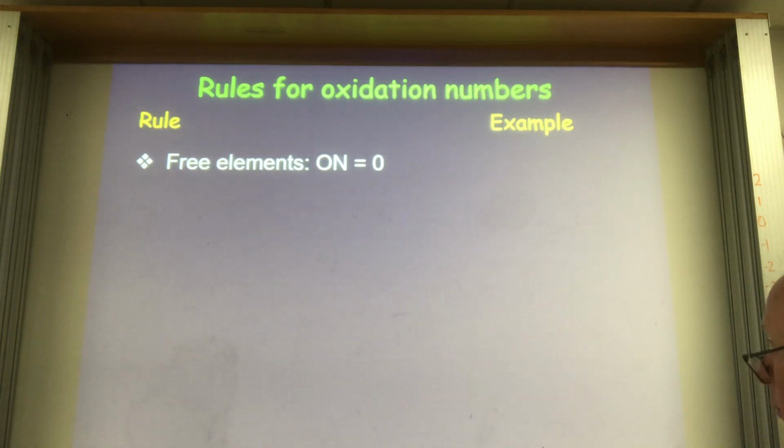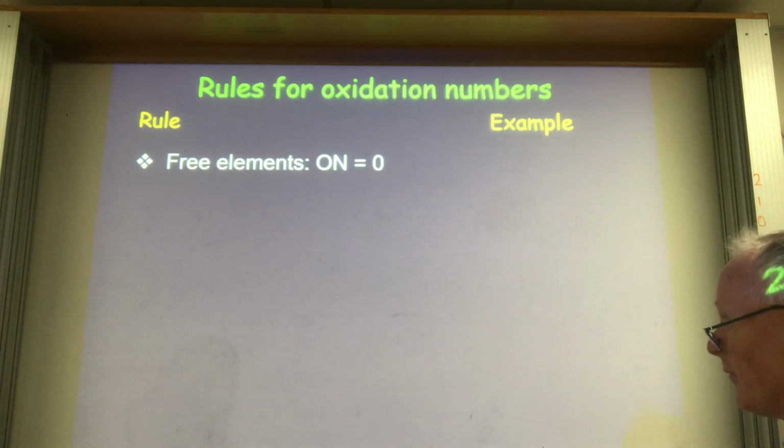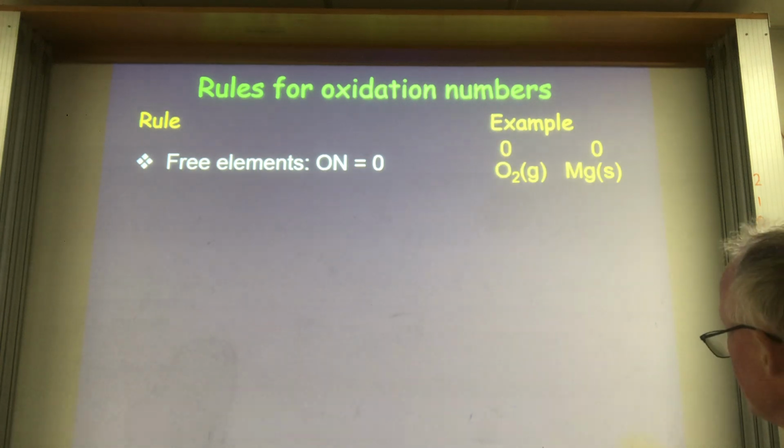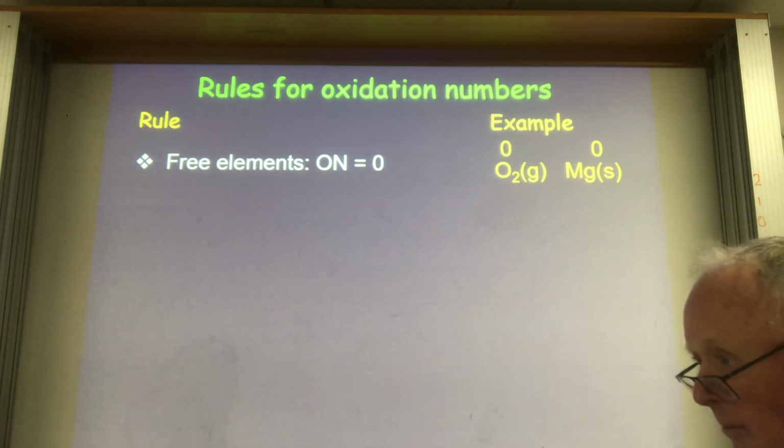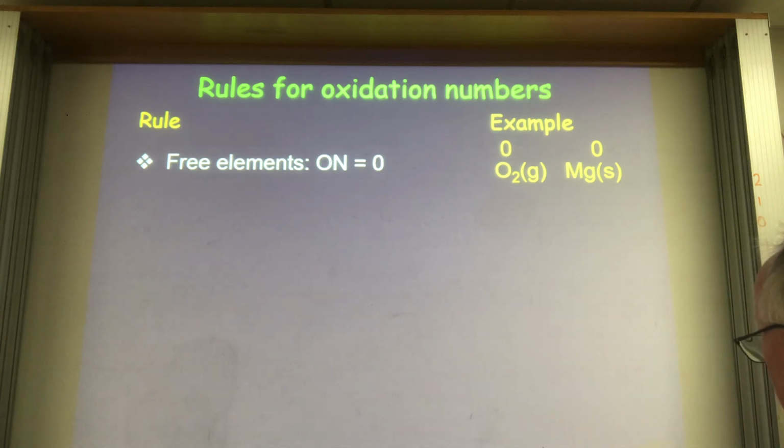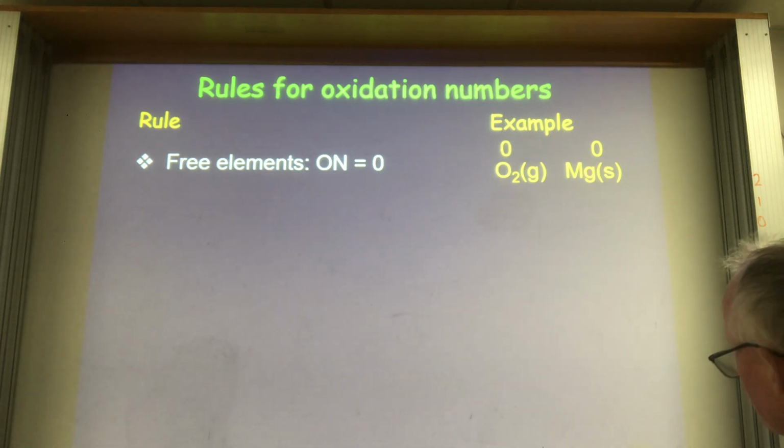So, first of all, free elements have an oxidation number of 0. By free elements, we mean pure substances, pure elements from the periodic table. So all the gases, oxygen, hydrogen, nitrogen, etc. All the pure metals, magnesium, copper, sodium, silver, whatever. In the metallic form, where they're neutral, they've got oxidation numbers of 0.